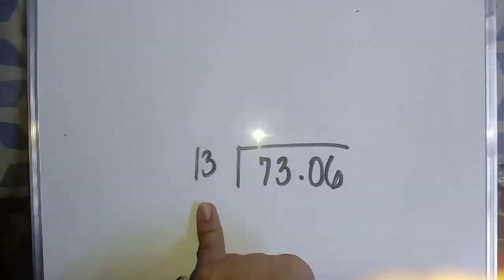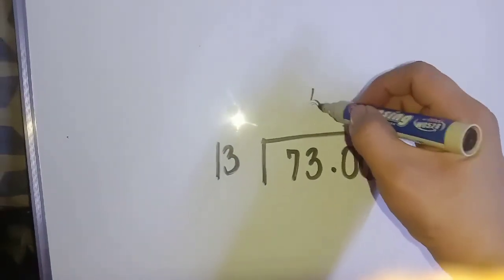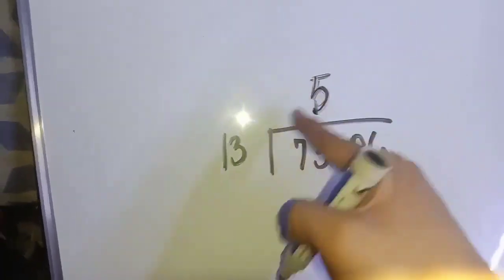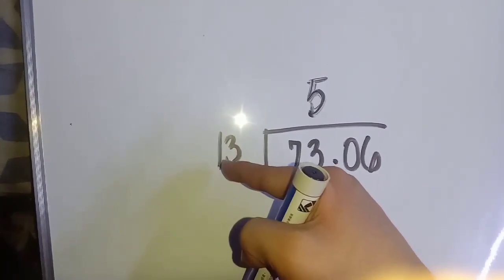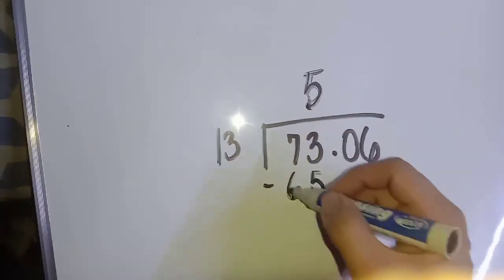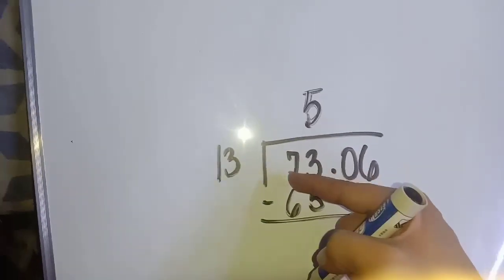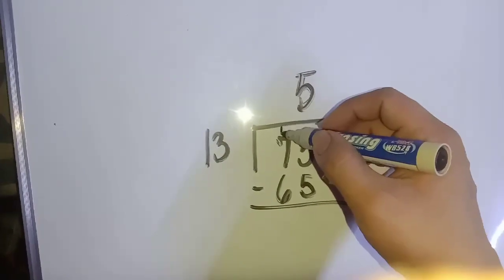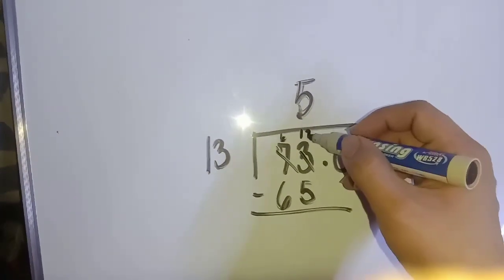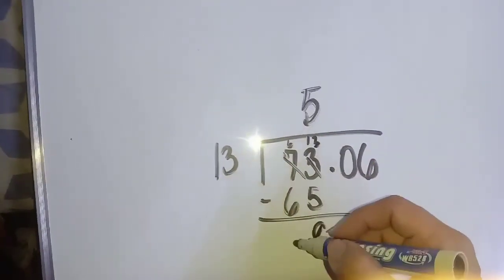73 divided by 13 is what? Is 5. Okay, there are 5 13s. So 5 times 3, 15. Carry 1. 5 times 1, 5 plus 1, that is 6. So subtract. 3 minus 5 cannot be done. So we will borrow a unit from the 7. So magiging 6 to. And this will become 13. 13 minus 5 is 8. And 6 minus 6 is 0.